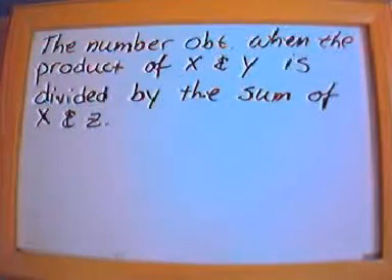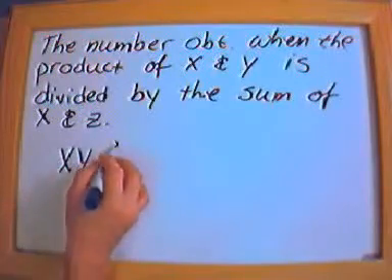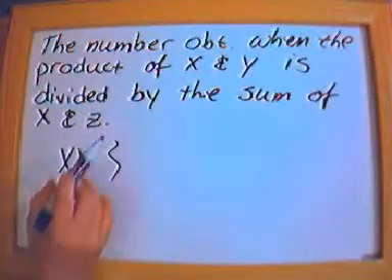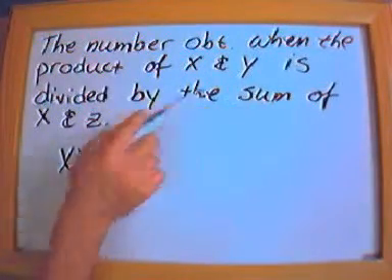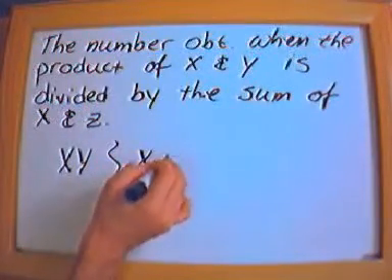So I know I'm going to have a term that involves the product of x and y, which is simply x times y. I also know I'm going to have a term that involves the sum of x and z. The sum is addition, so that's x plus z.